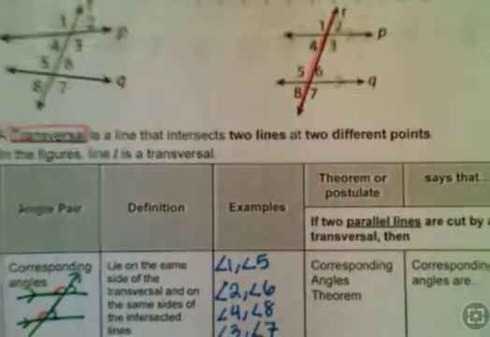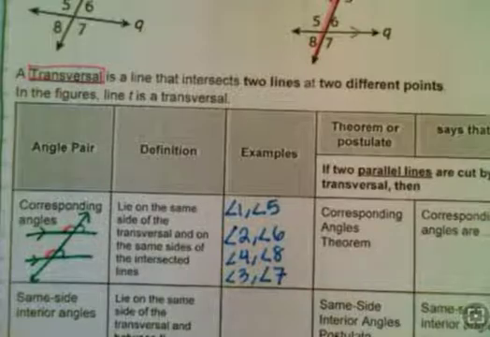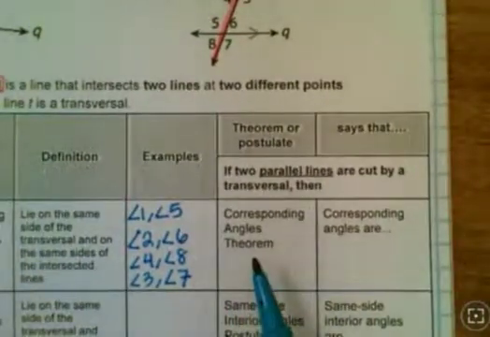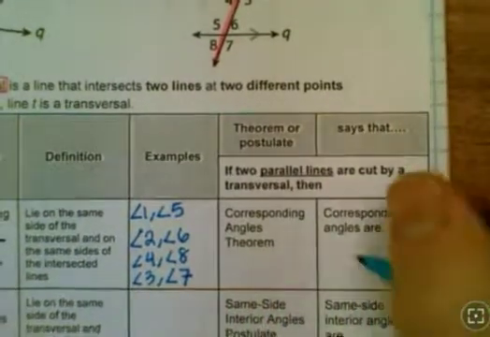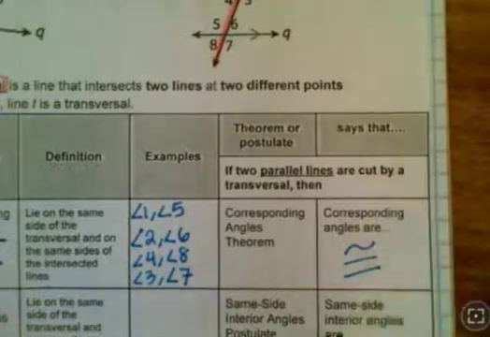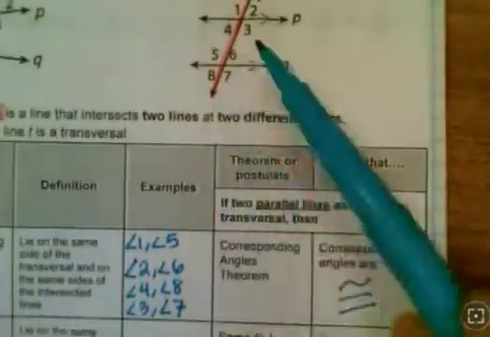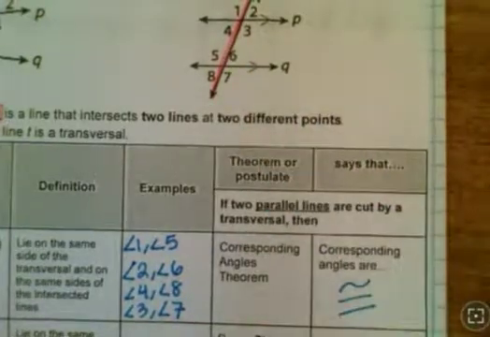And so when you're thinking about corresponding angles, just think like top left, top left, top right, top right. That's what we're looking for. If two parallel lines are cut by a transversal like they are in this diagram, then the corresponding angles theorem tells us that corresponding angles are congruent. They will always be congruent. So in this diagram, angles 1 and 5 are congruent, 4 and 8 are congruent, etc.